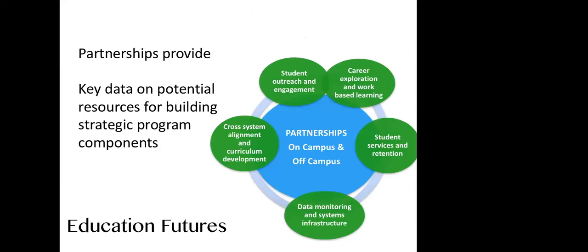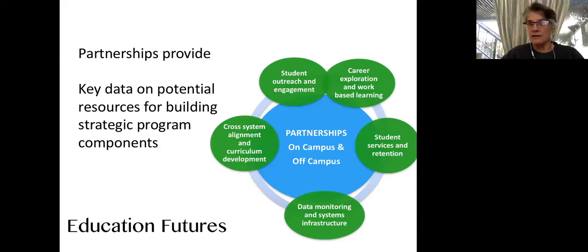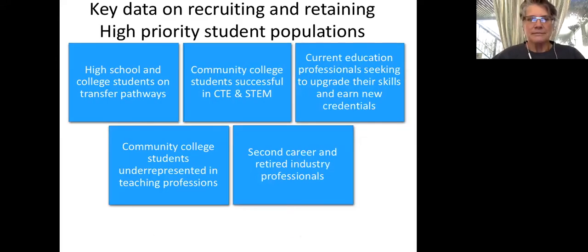So those partnerships get you key data on the potential resources for building your strategic program components. On each of those, they will help you figure out where you can reasonably expand, because both the internal partners and the external partners are the people that you will be doing that with. And they will also help you get key data for the student populations that are our priority populations, on where you should expand and how you can expand. They will help get you access to those potential students. And so that's why we are starting with partnerships.